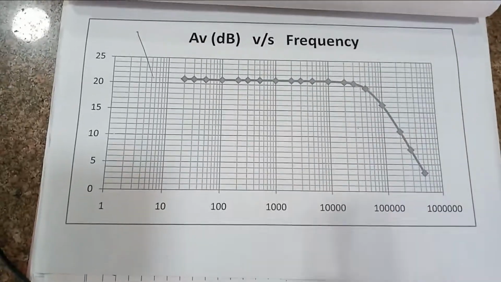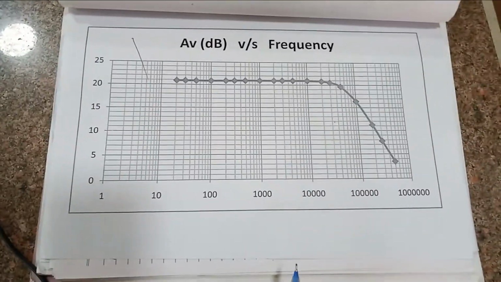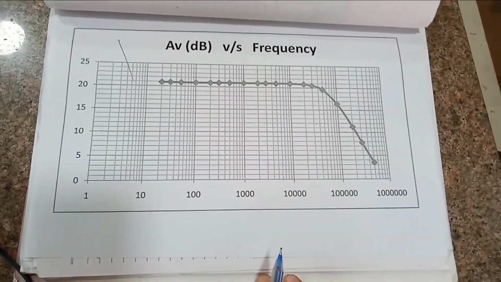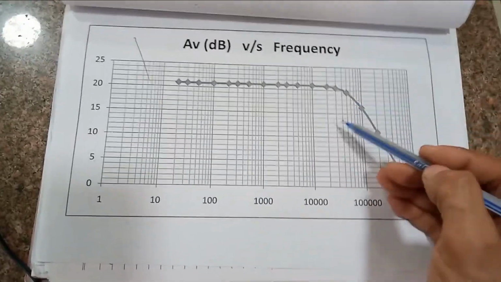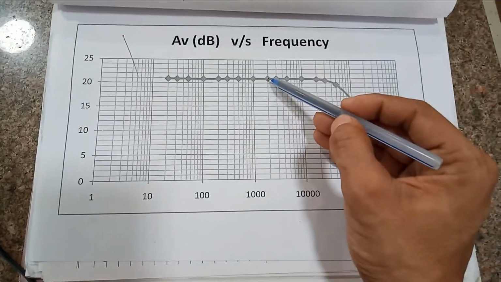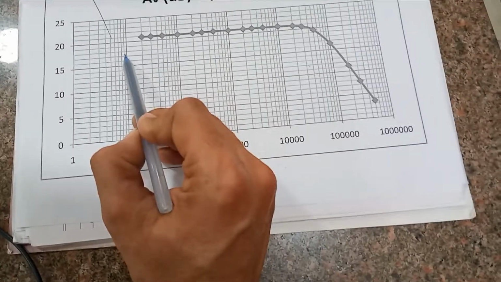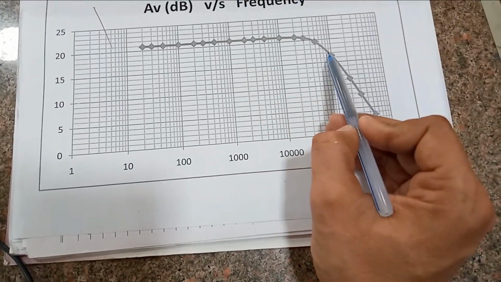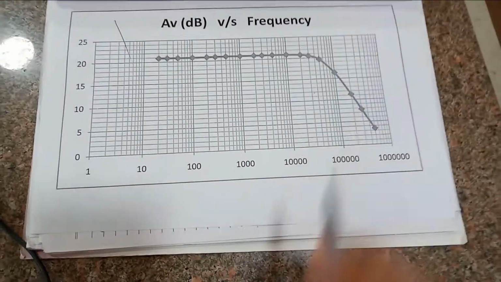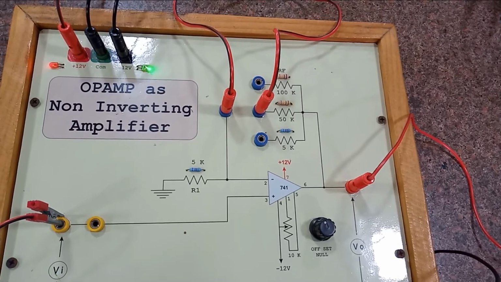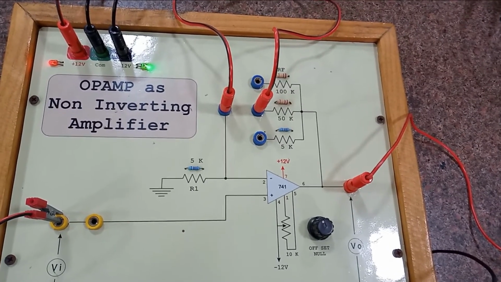So this is all about the frequency response of a non-inverting amplifier using an operational amplifier. With this you can also find out the bandwidth. For bandwidth you have to find this maximum value, divide by √2, and you will have two values. It will be near about over here, so that is your bandwidth. Okay, so this was all about the operational amplifier using non-inverting configuration. Okay, thank you.